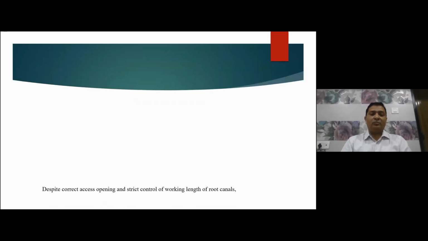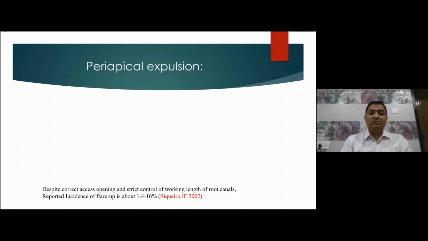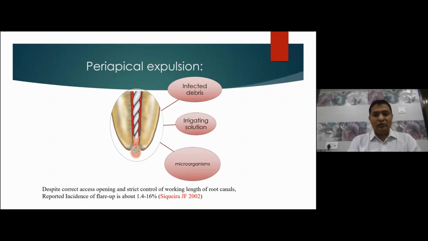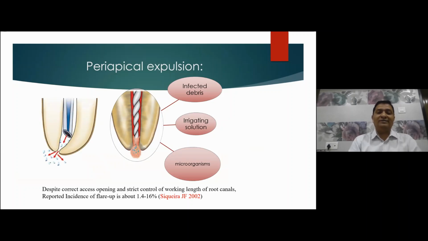Despite the correct access opening and strict control over the working length, still the reported incidence of flare-up is about 1.4 to 16%. Why? Because of periapical expulsion, and this occurs because of the instrumentation. When we are doing instrumentation, infected debris, irrigating solution, and microorganisms are expelled beyond the apex during instrumentation as well as irrigation of the root canal system. That is often overlooked by practitioners.